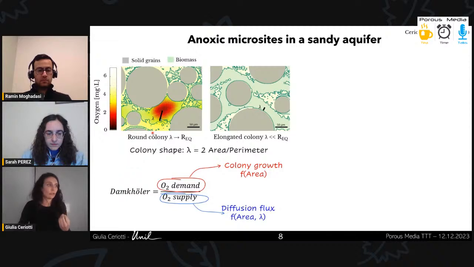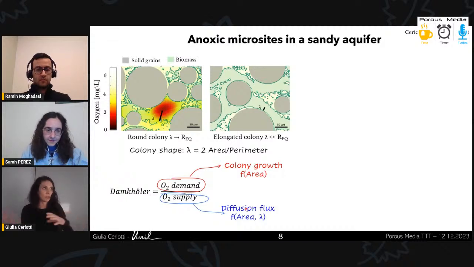And this process is diffusion. So from the colony surface, oxygen diffusing from the bulk to the colony core. In this case, we can, of course, consider area as a driving factor, because the larger the colony area, the more surface of exchange we have between the bulk and the colony. But we can also see how the morphology can impact the diffusion process.